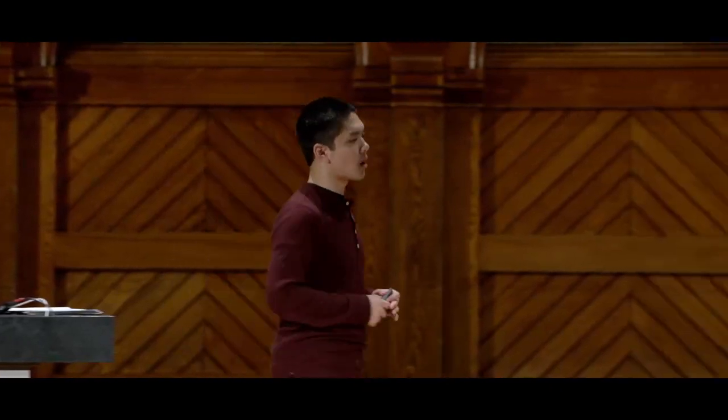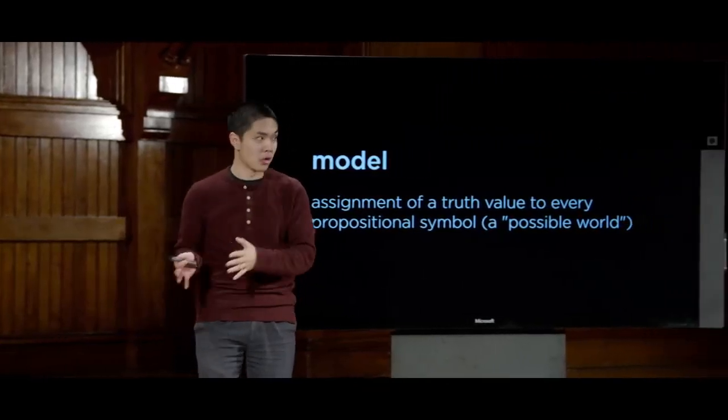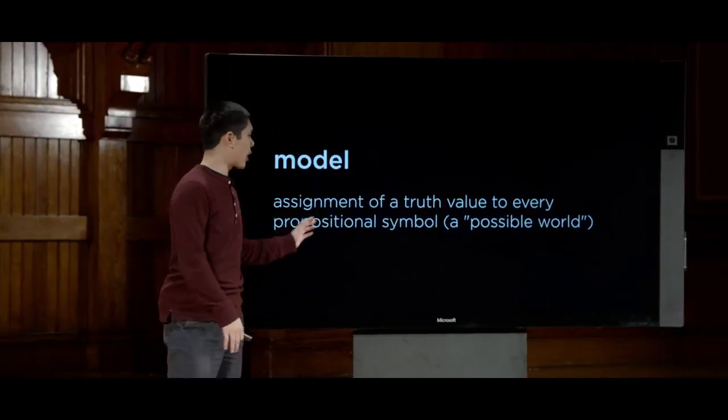The next thing we're going to need is the notion of what is actually true about the world. We have a whole bunch of propositional symbols, P and Q and R and maybe others. But we need some way of knowing what actually is true in the world. Is P true or false? Is Q true or false? So on and so forth. And to do that, we'll introduce the notion of a model. A model just assigns a truth value, where a truth value is either true or false, to every propositional symbol.